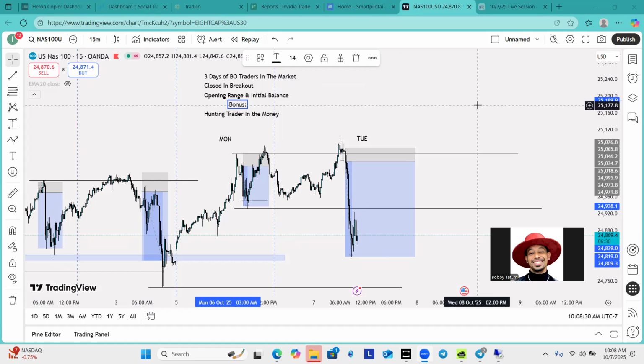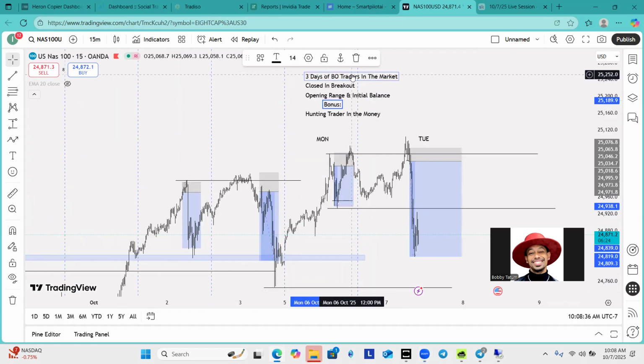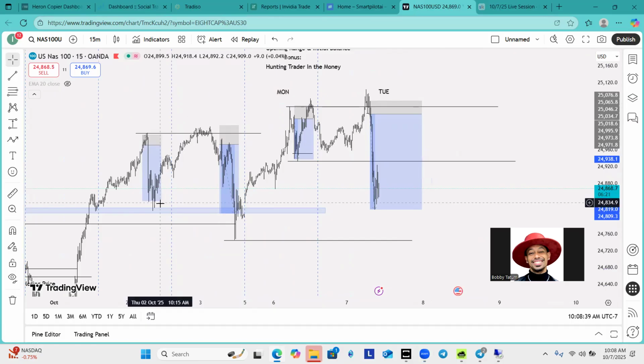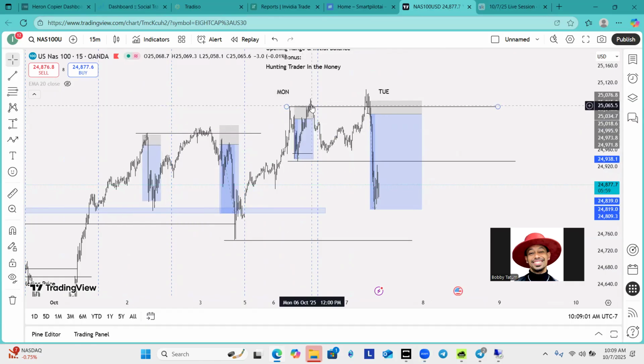First and foremost, I want to identify that we have 3 days of breakout traders in the market. That is the first concept I want to identify with you guys. And that's a very, very important concept because this is a signal to let you know that the market has the potential to reverse. And the psychology behind it is when the market is breaking out and making new highs, beginner traders are buying in those markets. For example, when price made a new high here and a new high here, beginner traders or retail traders are buying this at the high.